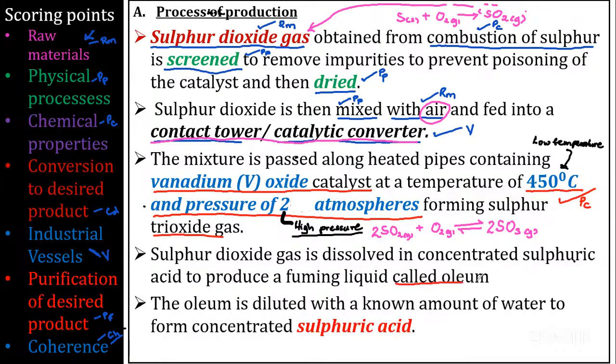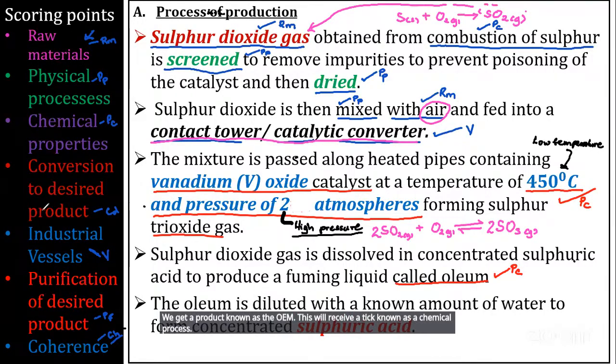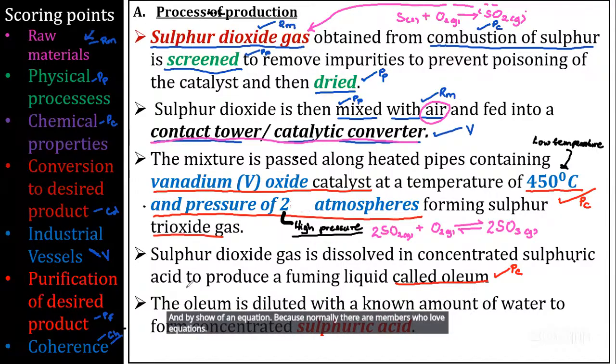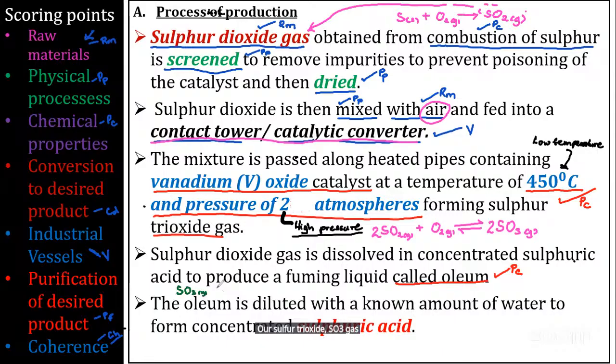We get a product known as the oleum. This will receive a tick known as a chemical process. By show of an equation, because normally they are members who love equations, our sulfur trioxide, SO3 gas, dissolves in some very little sulfuric acid, which is a liquid. The byproduct is an oleum. To get an oleum, simply add the two reactants the way you see them, and you get the total.